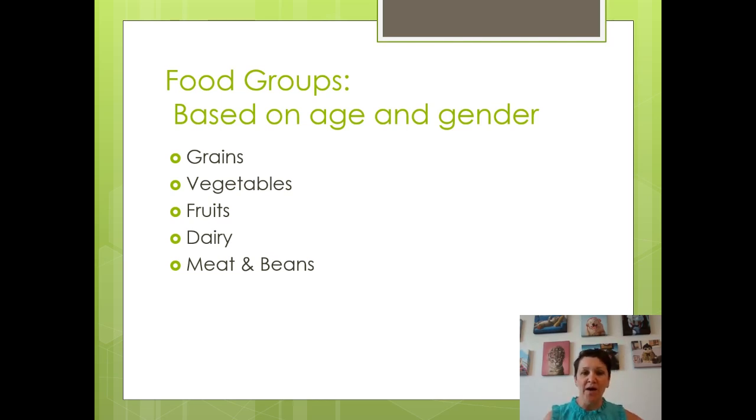We are now on part 4. We are going to get into the food groups today and your nutrient calculations. So we talked about macronutrients, we talked about micronutrients, and now we're getting ready to take that and break it down a little bit further into the food groups and then your actual calculations.